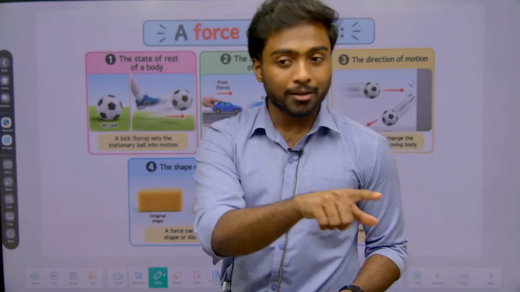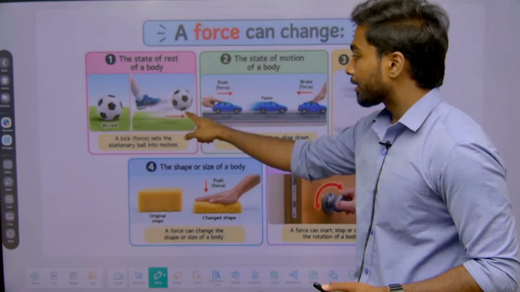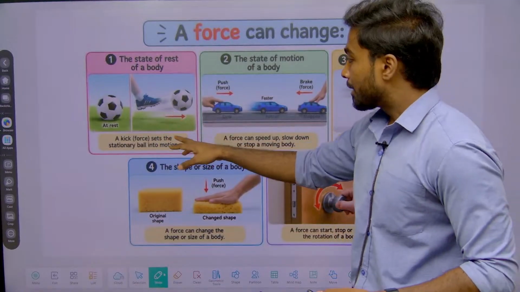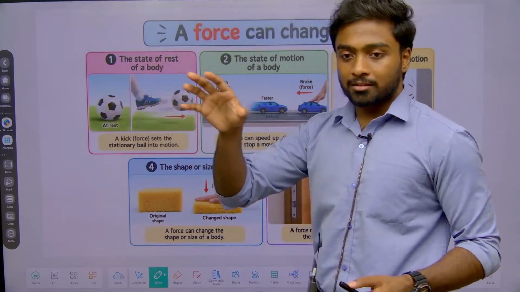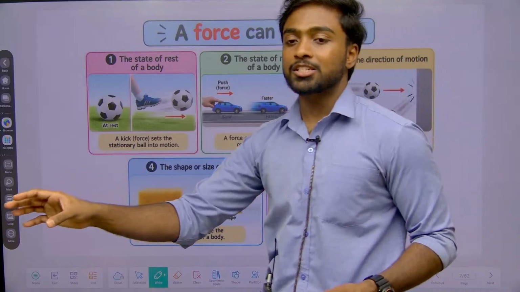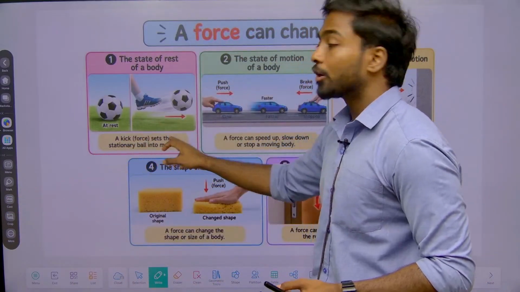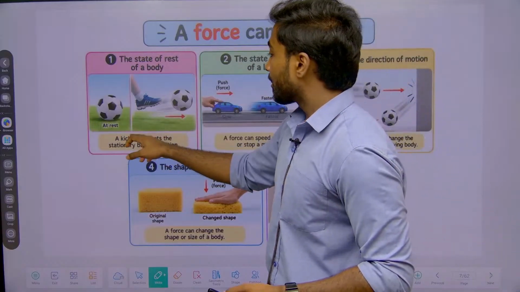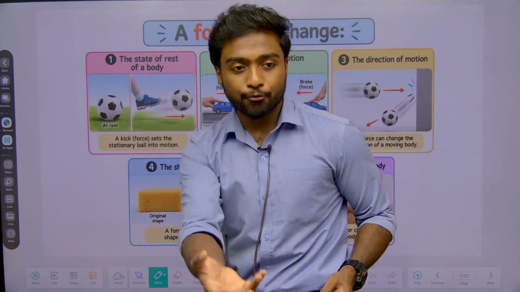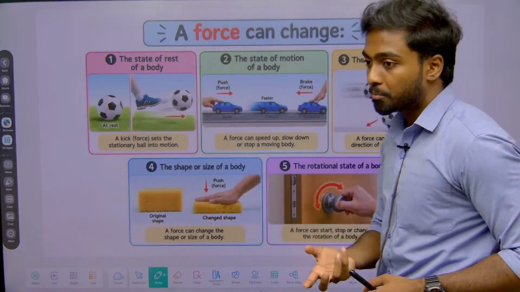So initially the ball is at rest, and then after kicking the ball with a force, the ball changes its position from rest to motion, right. So a kick sets a stationary ball into motion. Kicking means nothing but you are applying force on the object, right. You are applying the force on the object there.